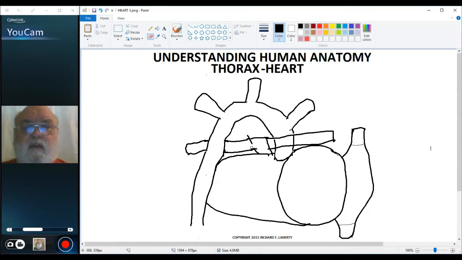Need to get the eraser out and erase here, erase here, and erase there. Like so. And then we have a structure running from the arch of the aorta down to the pulmonary trunk. It's a ligamentous structure. It's called the Ligamentum Arteriosum. And it's a remnant of a fetal structure called the ductus arteriosus.